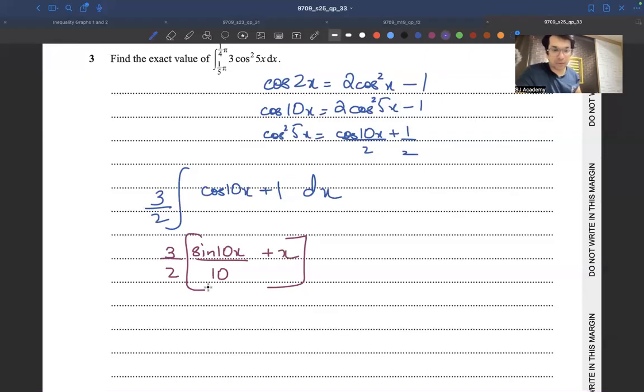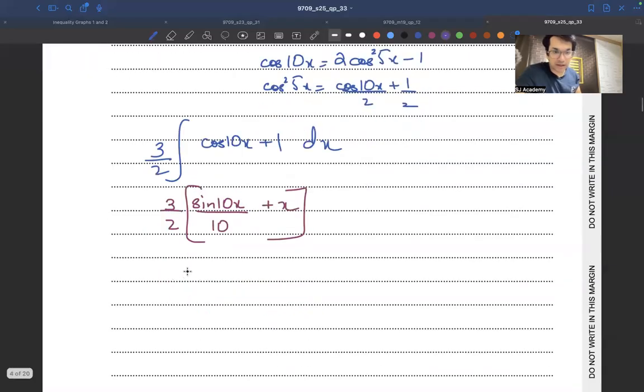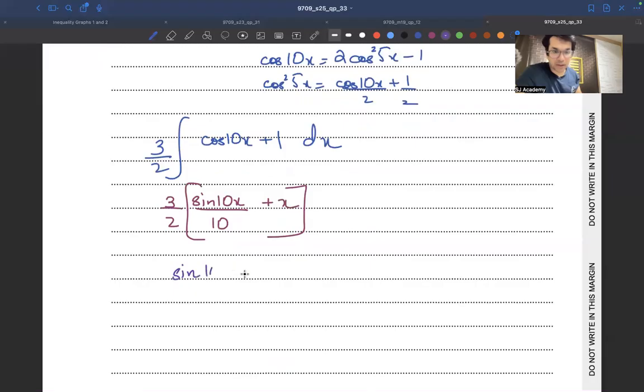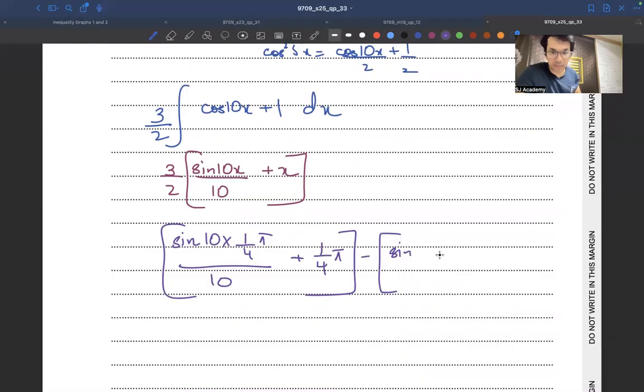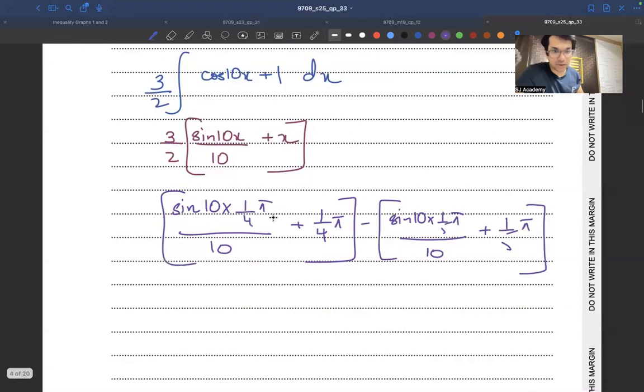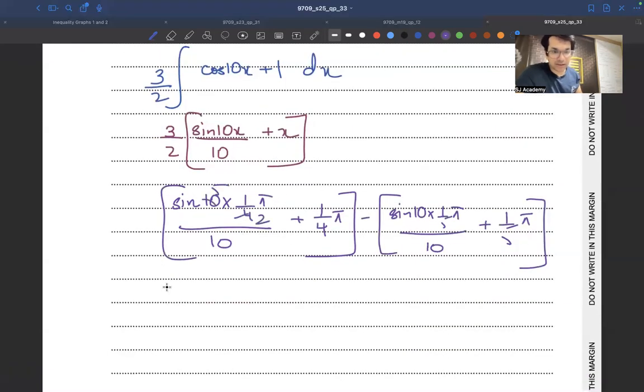So the first limit is 1 upon 4 pi. So we'll get sine of 10 into 1 upon 4 pi divided by 10 plus 1 upon 4 pi. And then we subtract it from the lower limit, and that is 1 upon 5 pi. So we'll get sine of 10 into 1 upon 5 pi divided by 10 plus 1 upon 5 pi. So this will be 2, this will be 5. So we'll get sine of 5 pi upon 2.